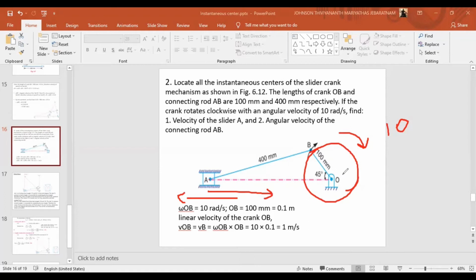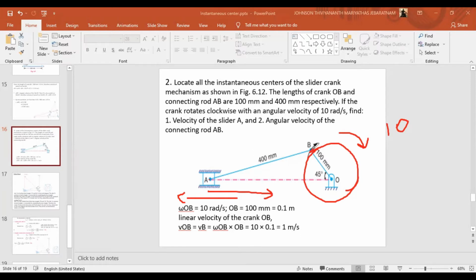So 10 rad per second into 0.1, that is 1 meter per second. You know V is equal to omega into distance, omega into this distance. So that will give you 1 meter per second. So now we have found the linear velocity of the point B.